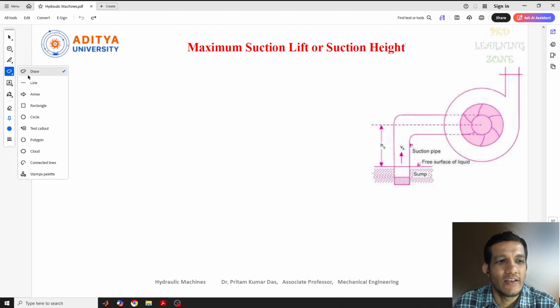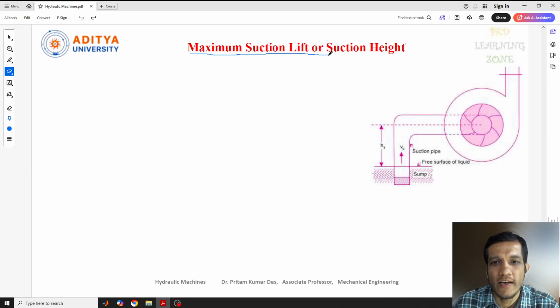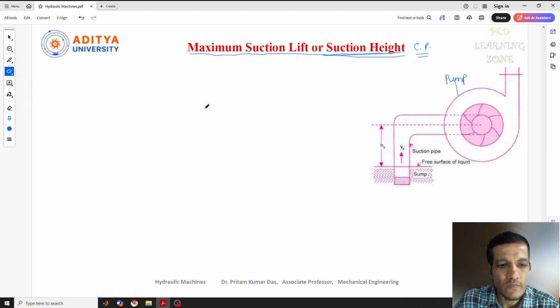In this lecture, we'll discuss the concept of maximum suction lift or suction height for a centrifugal pump. So this is for a centrifugal pump. The diagram I have taken here is the diagram of a centrifugal pump, and we need to find out the suction height.